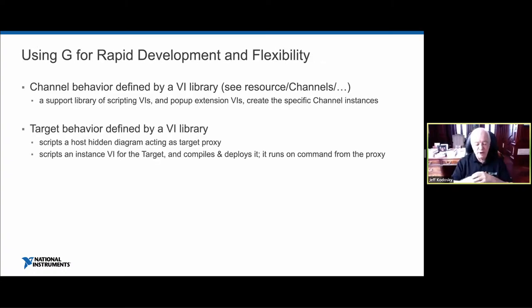I should also point out that I'm using G to do this development and experimentation because of its flexibility and the rapid development I can do with it. A channel is defined by a library of VIs. So it makes it easier and faster to develop, easier to debug, and it's extensible by us as well as by knowledgeable alliance members. You can find all the channels that are available on your system in the resource channels folder.